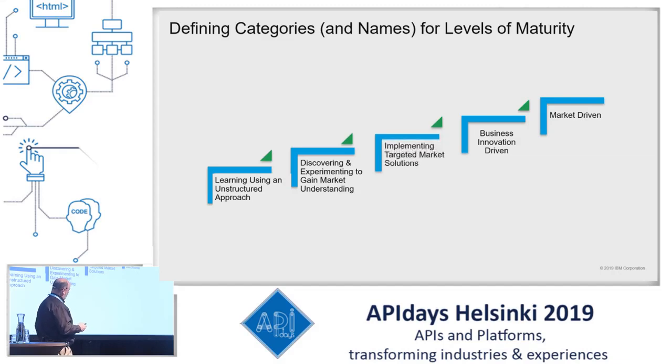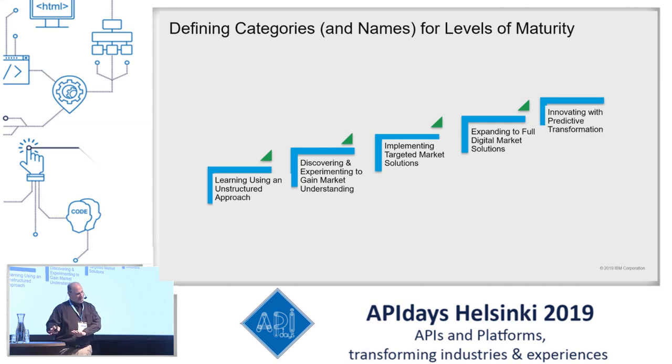Expanding to full digital market solutions and innovating with predictive transformation. So I give you the first scenario, the first list of titles, because I think they mean something, and then I give you what you're going to see in the model. Okay, so this is the model titles for the different levels of maturity. So the next question we had to ask ourselves is, okay, those are the levels. Now, how do you define what maturity means within each one of those levels?